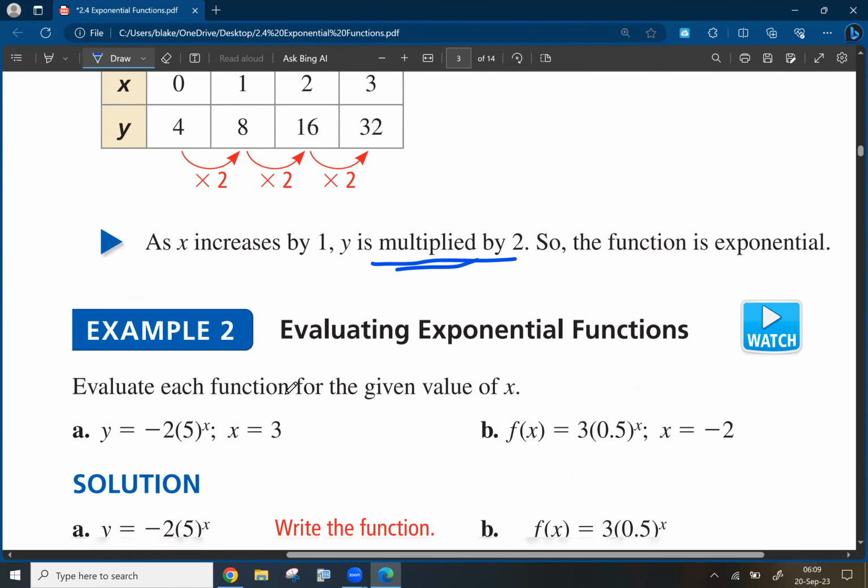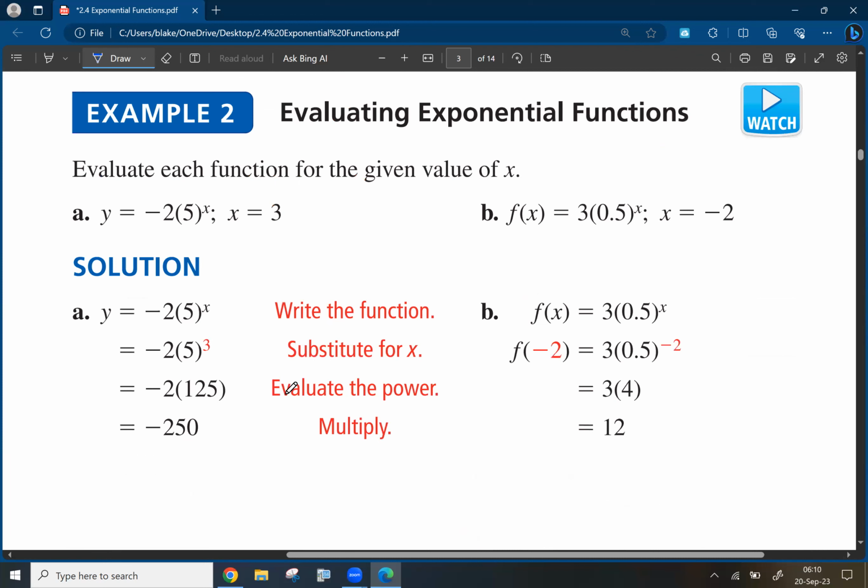All right. So evaluate each function for the given value of x. This is a matter of just plugging the x value into the function. So as you can see in this example, you have the function negative 2 times 5 to the x power, and it's saying x is 3. So you're going to put that 3 into that exponent spot. So it'll become negative 2 times 5 to the third power. You can see that's what they're putting here, and they work it out.